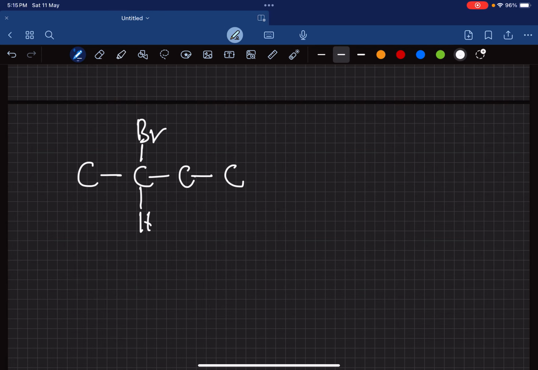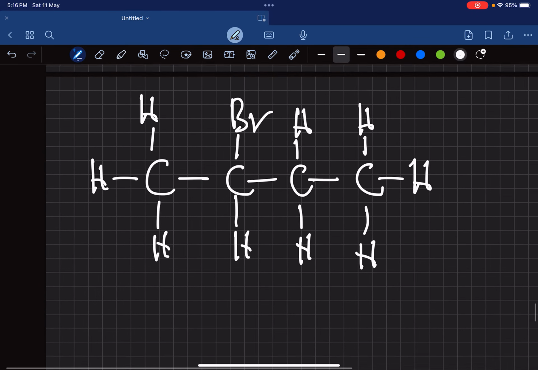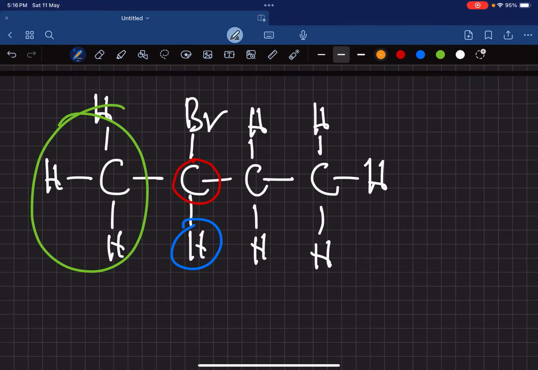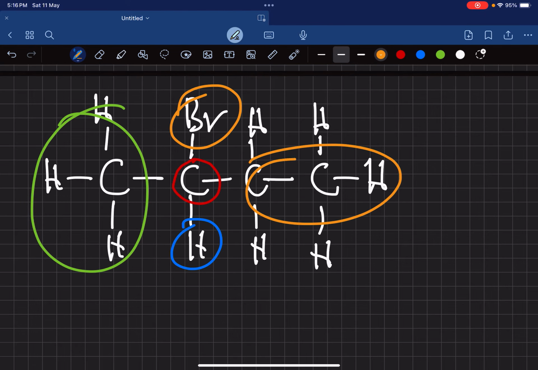Okay, so you see here? 2-bromobutane, right? This is a chiral center because I want you to notice that this carbon is attached to 4 different groups, okay? What are those 4 different groups? This is the first group, this is the second group, this is the third group, and I'm running out of colors. This is the other group. So there are 4 different groups. You see this? So that's a chiral center.